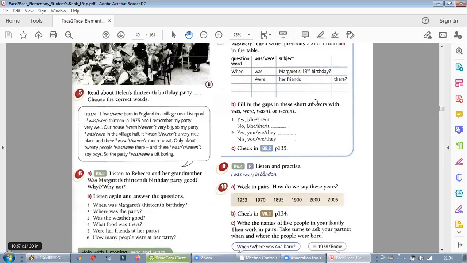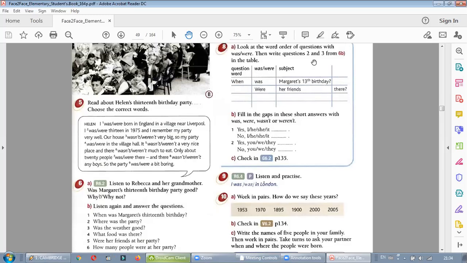All right, so here we want to write questions number 2 and number 3. Do you see questions number 2 and number 3? This is question 2. This is question 3. So let's write them in the table. All right? So Rashid, you can start. Can you help me write number 2 in the table? Question 2.